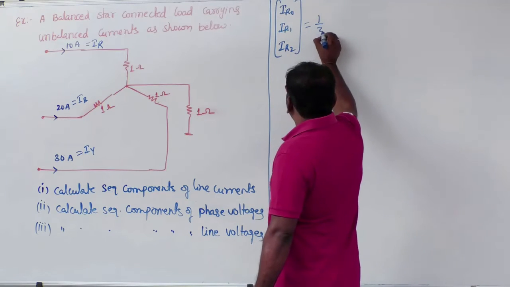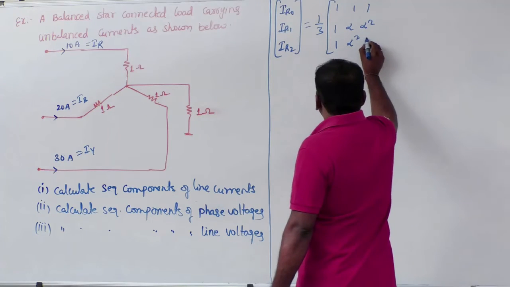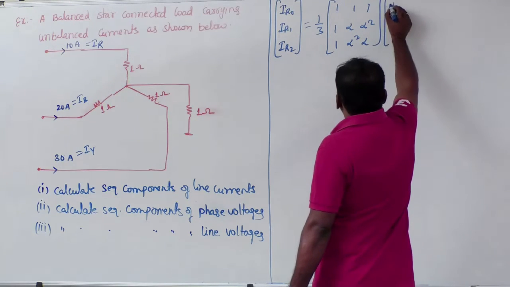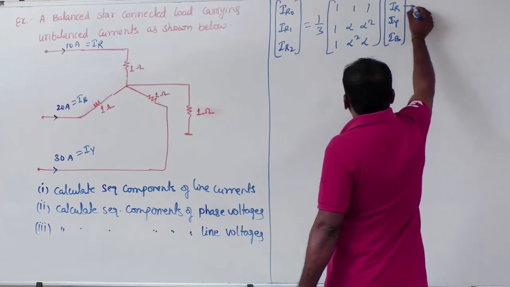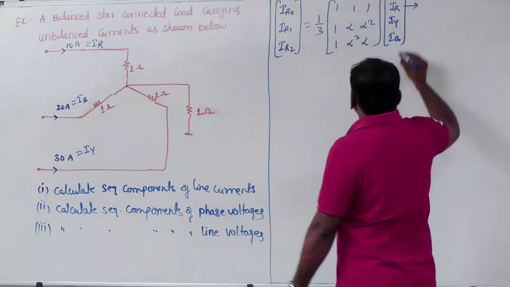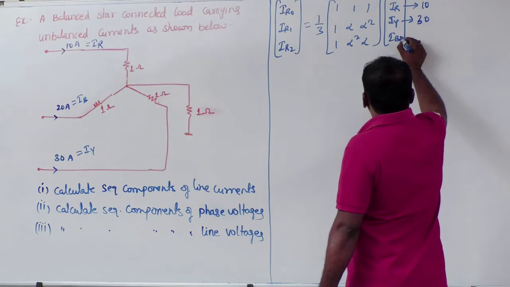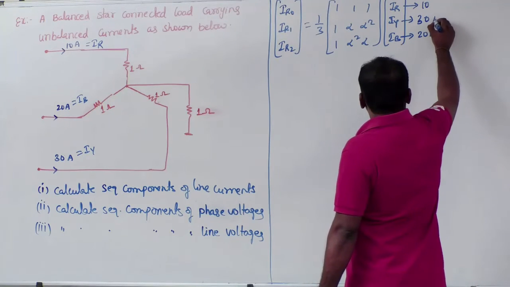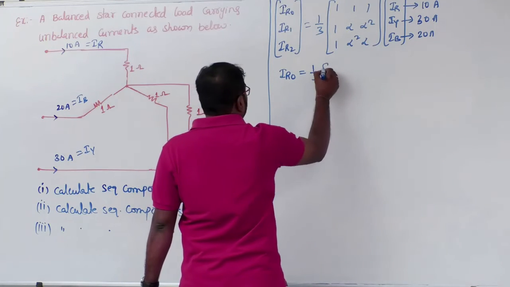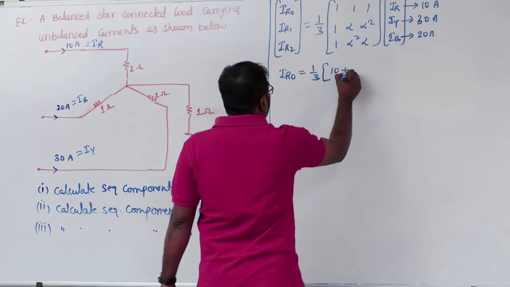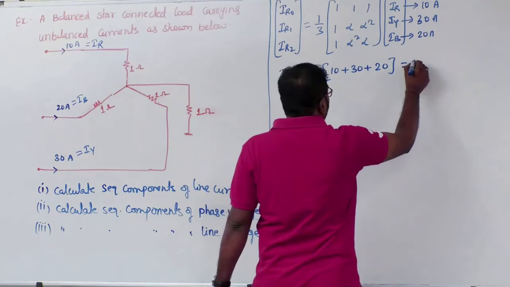In matrix form we can write 1 by 3 times the matrix [1 1 1; 1 alpha alpha square; 1 alpha square alpha] times [IR IY IB]. Let's check the IR value. IR is 10 ampere, IY is 30 ampere, IB is 20 ampere. Now what is IR naught? 1 by 3 times 10 plus 30 plus 20, which is 60 by 3, 20 amperes.